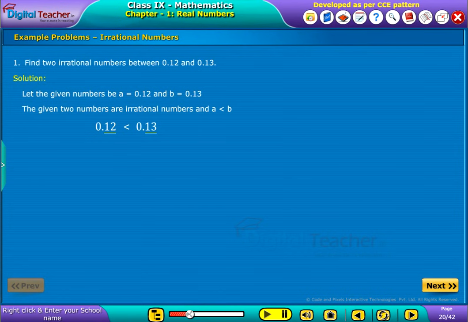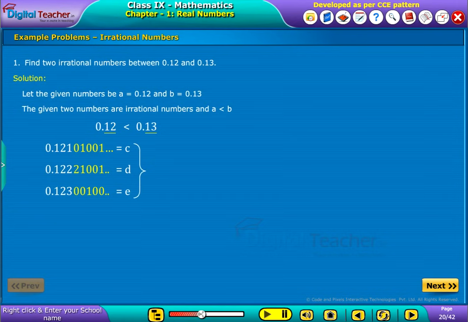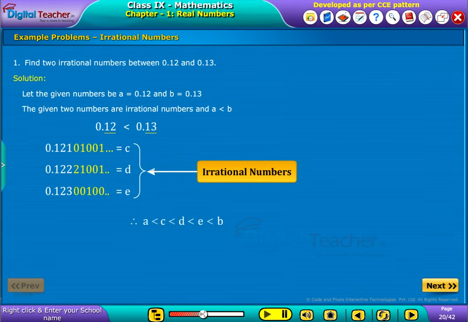Now, let us write some numbers greater than a and lesser than b. They are 0.121, 0.122, 0.123. Now, add some non-terminating non-recurring decimal to these numbers as shown on screen. Let us assume these numbers as C, D, E. Thus, we conclude that the numbers C, D, E are irrational. Therefore, A is less than C, less than D, less than E, less than B.